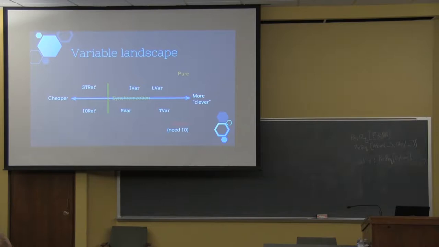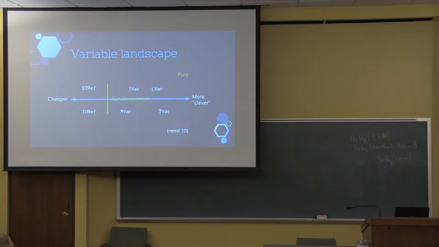But another nice axis is that the top part is all pure. So even if you use some kind of variable notion, the code you get back is still going to be pure. It's not going to be in I/O. Whereas in the bottom part, you really are going to need some kind of I/O in your program.